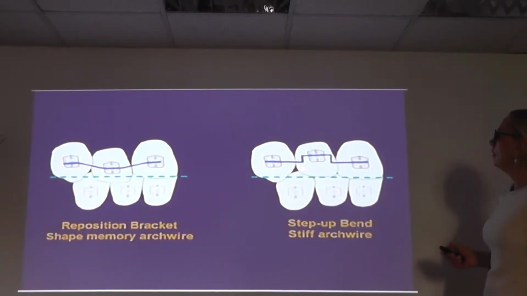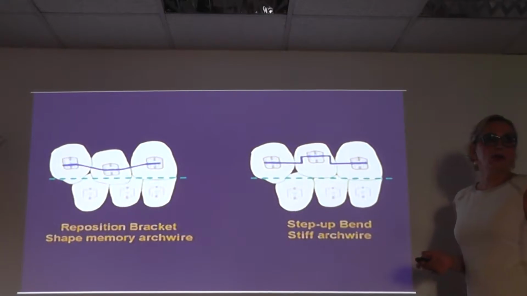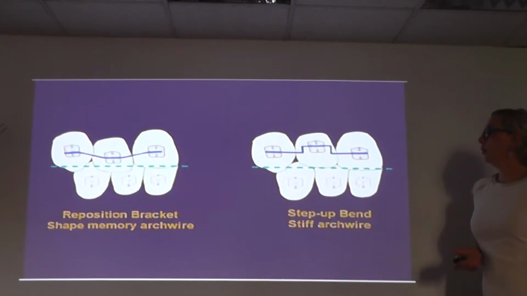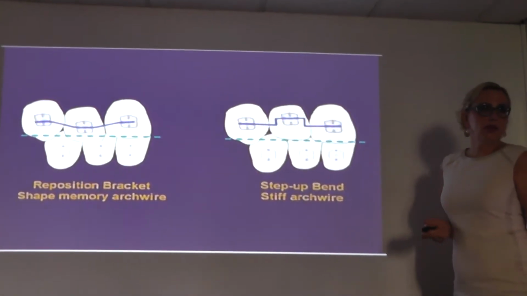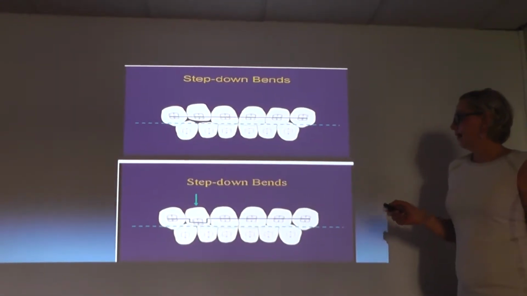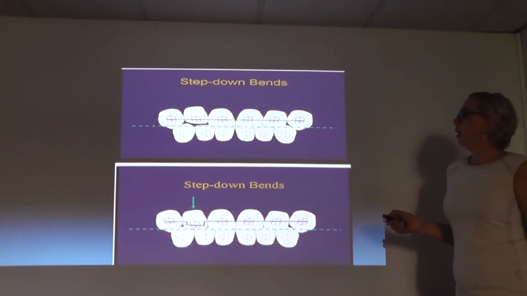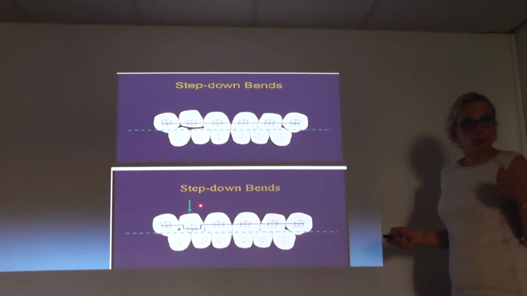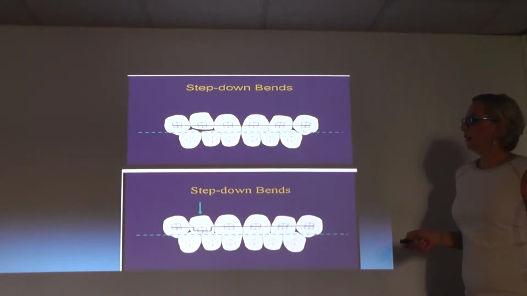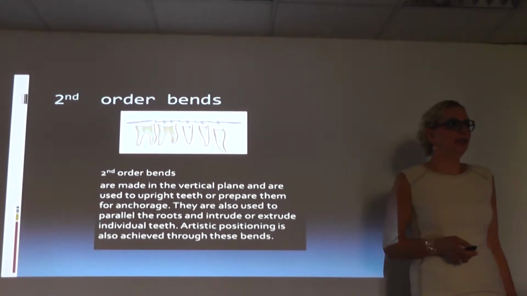or you can bend step up bends on a stiff arch wire, on TMA, or I sometimes do these vertical bends on stainless steel .018. You can do this on stainless steel. This is an intruded tooth, and you can make step down bends with this plier, and this tooth will extrude. Is it clear? Mm-hmm.